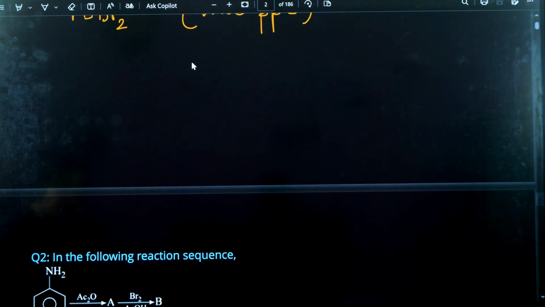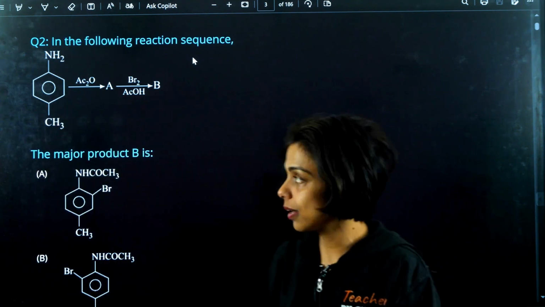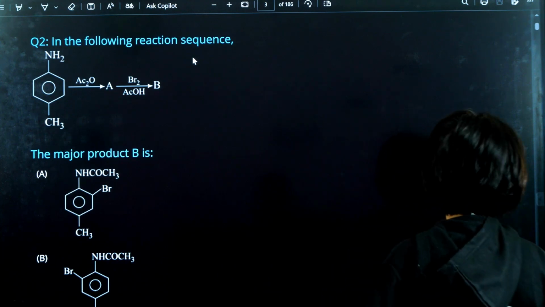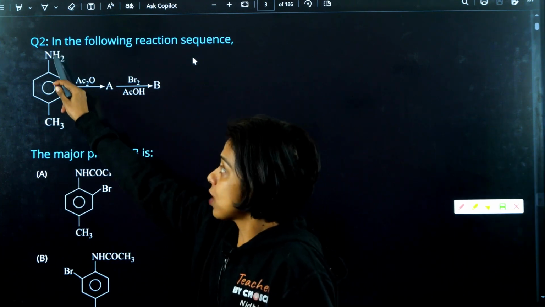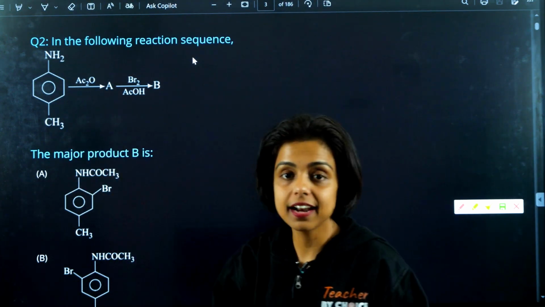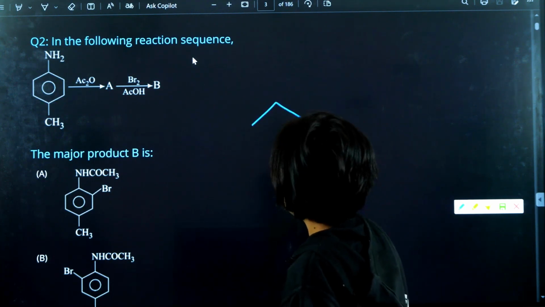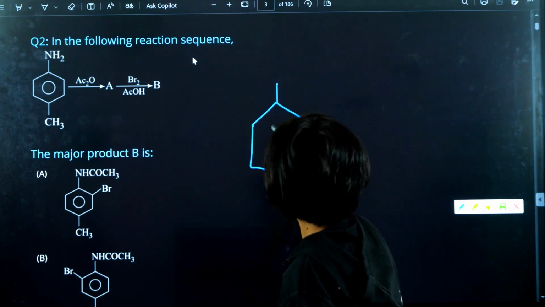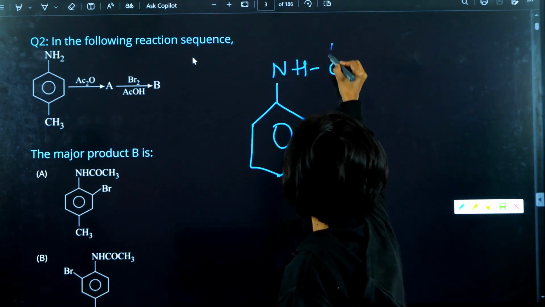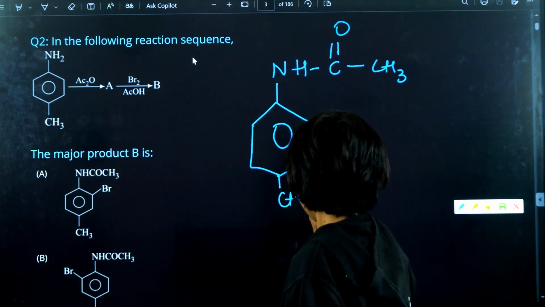Now the next question: in the following reaction sequence, the major product is, what is the major product here, right? Okay guys, let's check what is the major product and what is the reaction that is happening. So you have this molecule in which I have NH2 and I have CH3. We reacted it with this anhydride, acetic anhydride, and what will be the product formed in the first step? What will be A, guys? This will be the product at the first step by reaction with Ac2O, right?